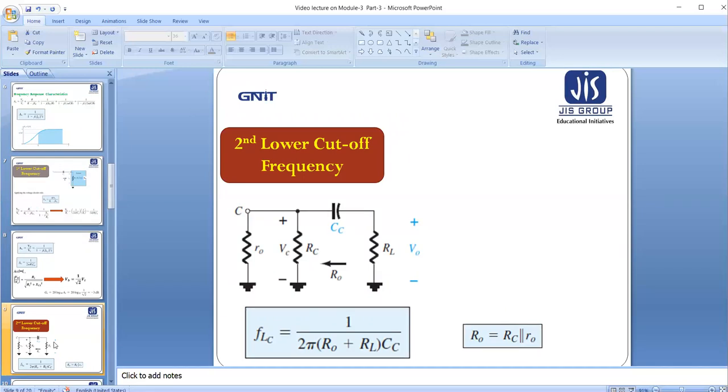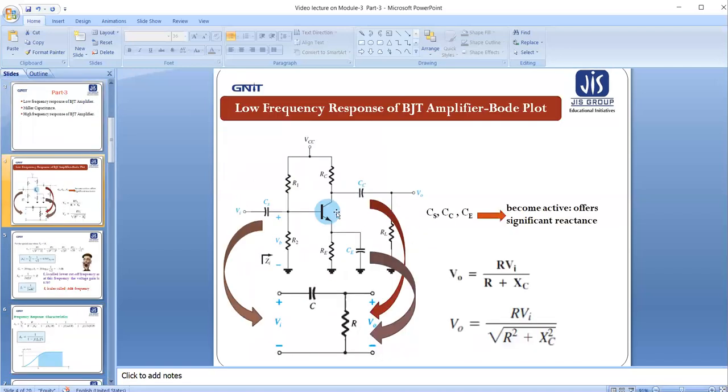Now the second lower cutoff frequency: if we look at the circuit, we will observe that the second lower cutoff frequency is determined by this capacitor CC.